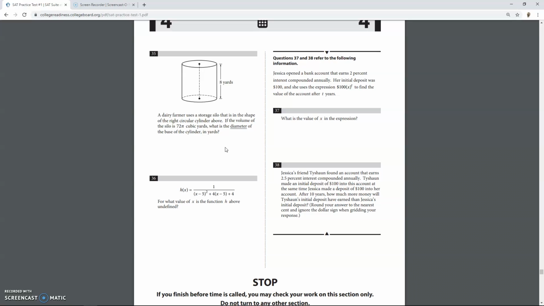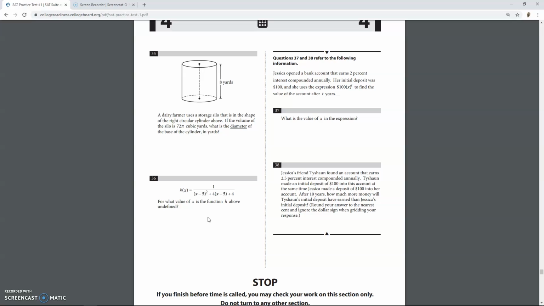For question 36, what value of x will make it undefined? To make it undefined, we need this one to be 0. So we set x minus 5 to y, and we know y squared plus 4y plus 4 equals 0. It means (y plus 2) squared equals 0 and y equals negative 2. And now we see x minus 5 equals negative 2, and so x will be 3.